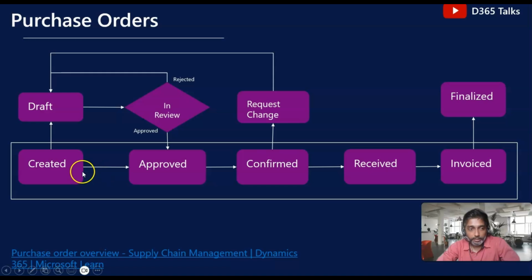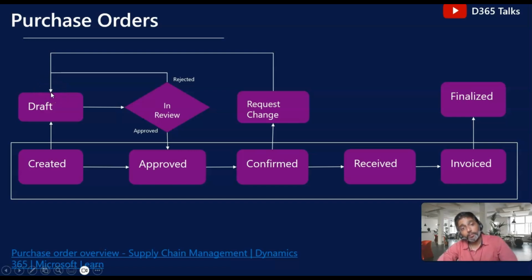But if the status is draft, then as a purchasing agent, he or she needs to submit it for approval. Then the status of the purchase order will be in review. Once the purchasing manager approves it, it changes to approved. If it is rejected, then it goes back to rejected status, or it will be changed to draft again.